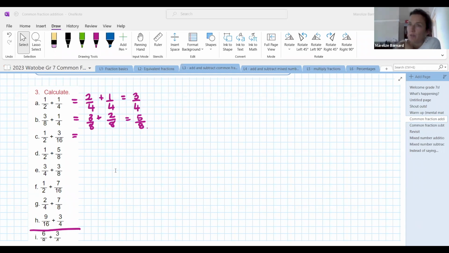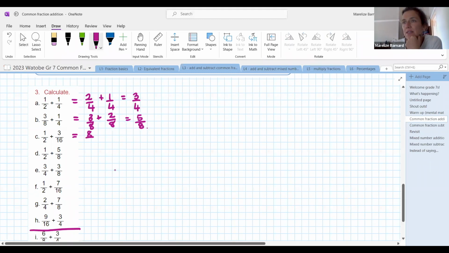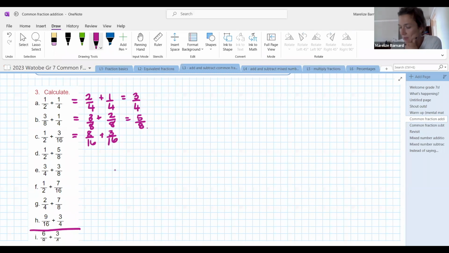Right, let's have a look, everybody. So we have a half plus 3/16. It would be easier to do if we can say the half as how many sixteenths that will be. So that will be 8/16 plus 3/16, and altogether 11/16.